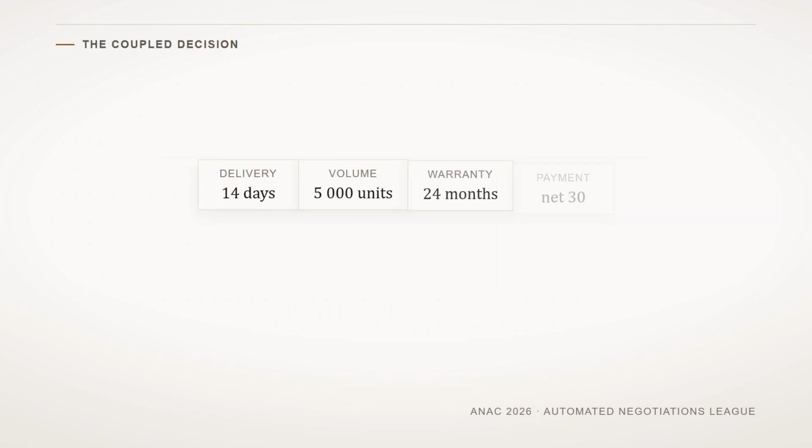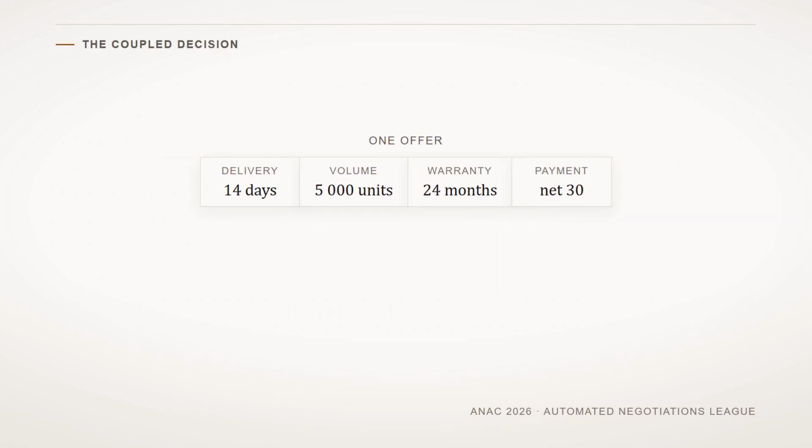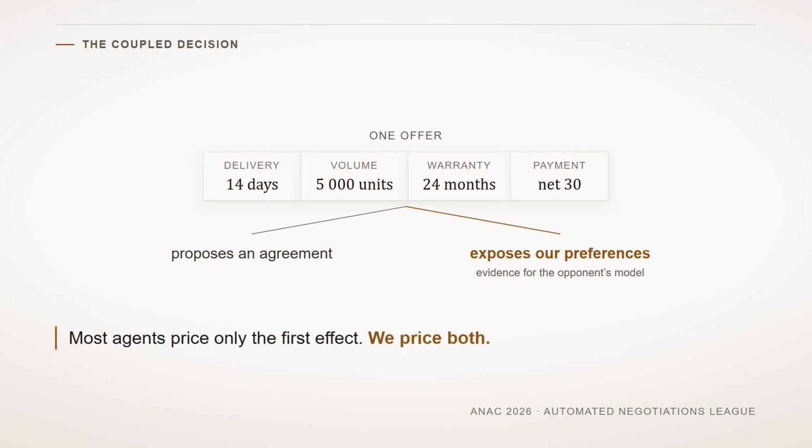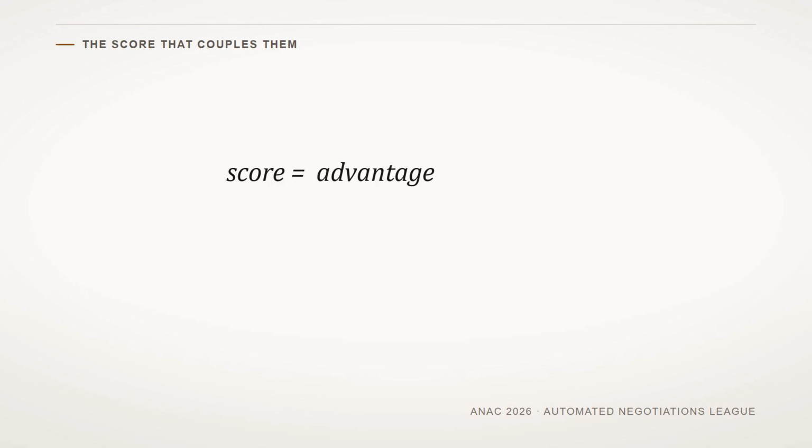Start with a single offer, because in this game, an offer does two things at once. It proposes an agreement, and it quietly tells the opponent something about our preferences. So the second effect is priced explicitly inside the same objective as the first. The league score is what makes that worth doing.